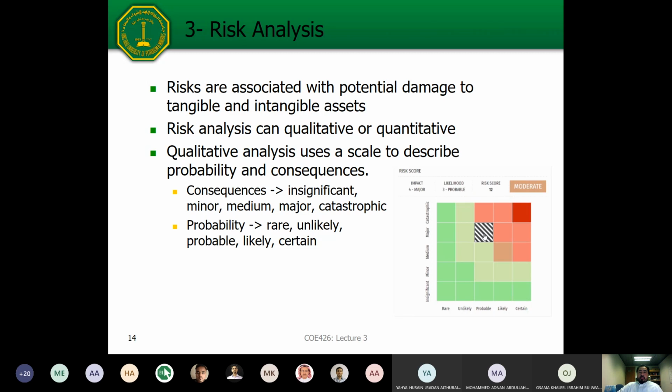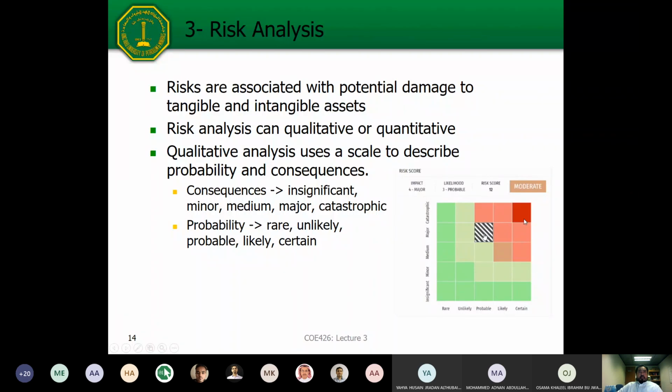The common practice in qualitative analysis is to use what is called a 5x5 matrix, where in one dimension you have the consequences. Is it insignificant, minor, medium, major, or catastrophic? On the other axis, it's the probability of that risk occurring. You have rare, unlikely, probable, likely, certain. So basically, while doing the analysis, you usually look for the lower left corner, right? Because the consequence is insignificant and the probability is very rare, and this is the ideal region that you operate in.